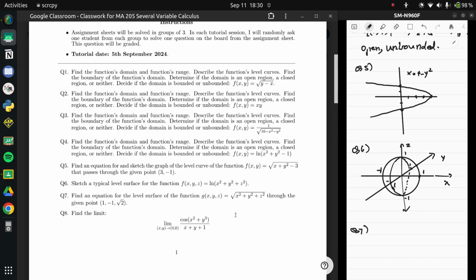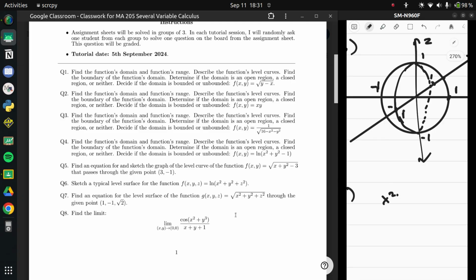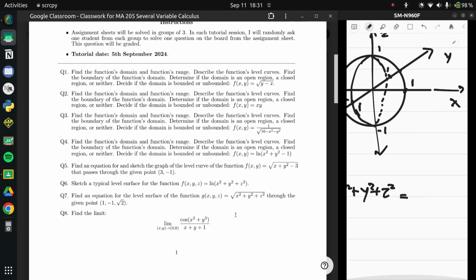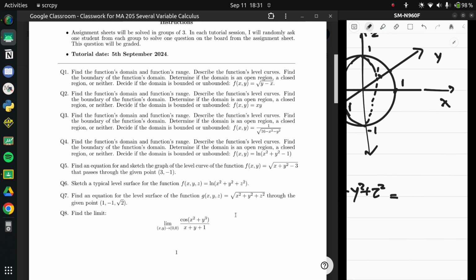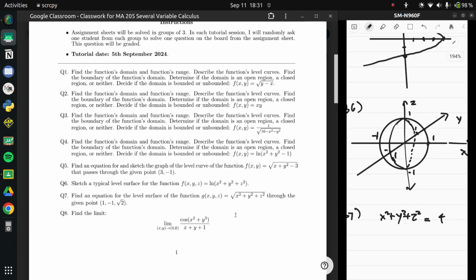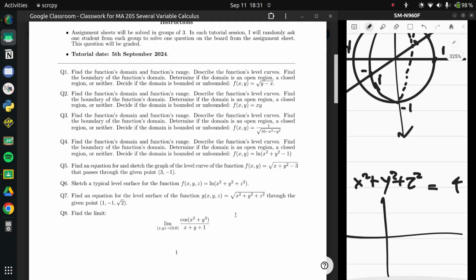This was really bad. So this is z equal to 0, so w equal to 0. Find an equation for the level surface of the function. Why do you want me to do this stuff through the given point? Sure, I'll do it. I'll do whatever you want to, but the serious question should be why should I do this? This is 1 plus 1 plus 2. Wow, 4. Amazing. It's a sphere of radius 2. Never thought anybody could come up with this.